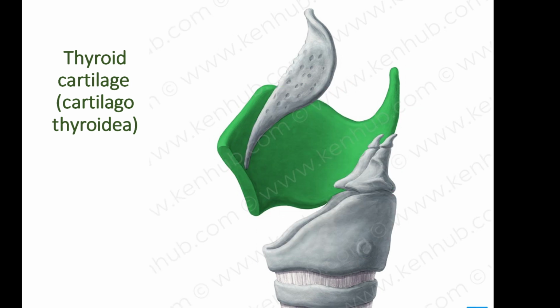Thyroid cartilage. Also, the thyroid cartilage, its posterior aspect.